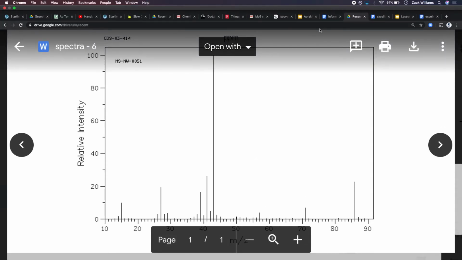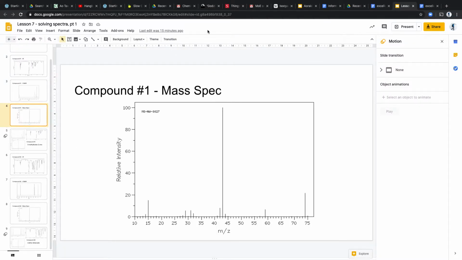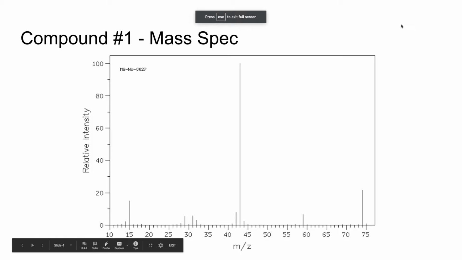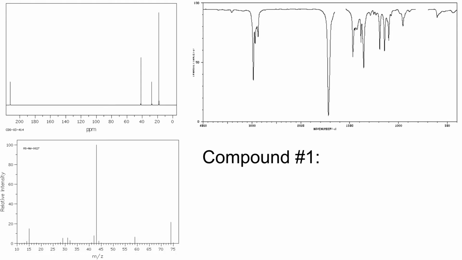Okay, so with all of that information combined, moving back here, what does it tell us that this compound must be? Can anyone share the name of the compound they think it is?